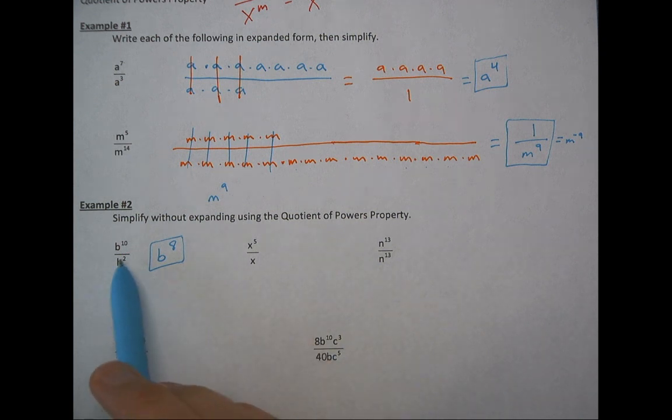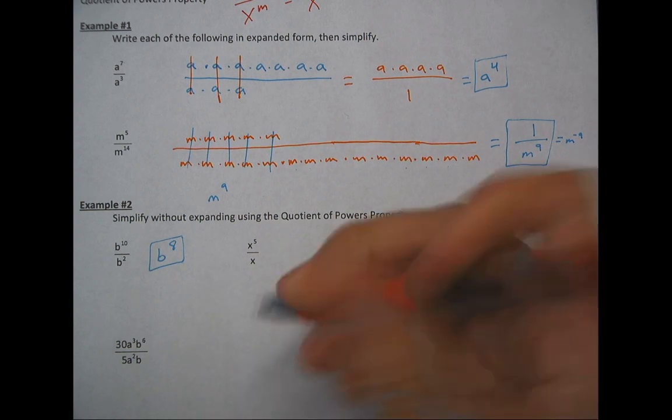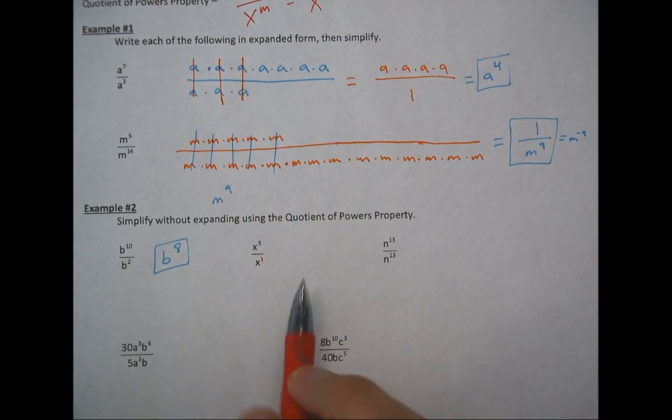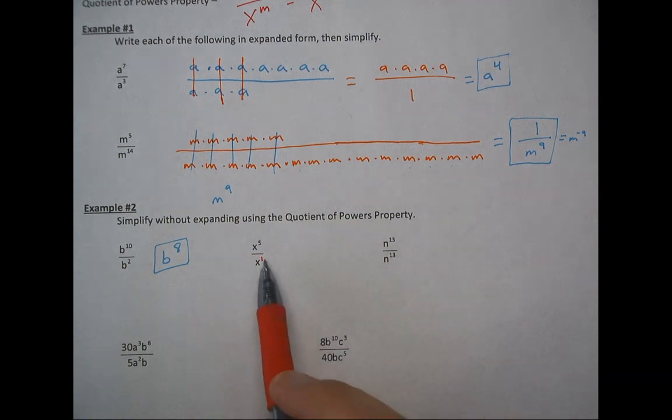So you're left with 8 on top, and it's over 1, so it just disappears, so it's b to the 8th. Okay, moving on, example number 2. This is really x to the 1st, remember that. So 5 minus 1, that's 4, so it's x to the 4th. Or think about this: 1 cancels one of these.